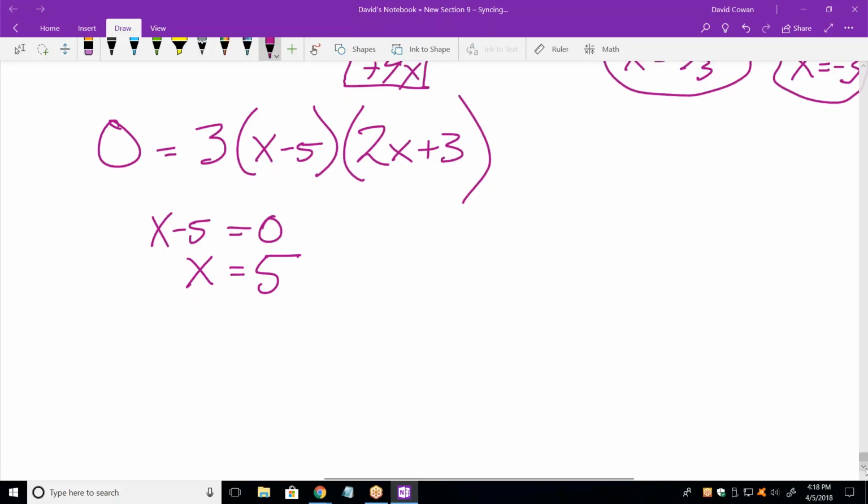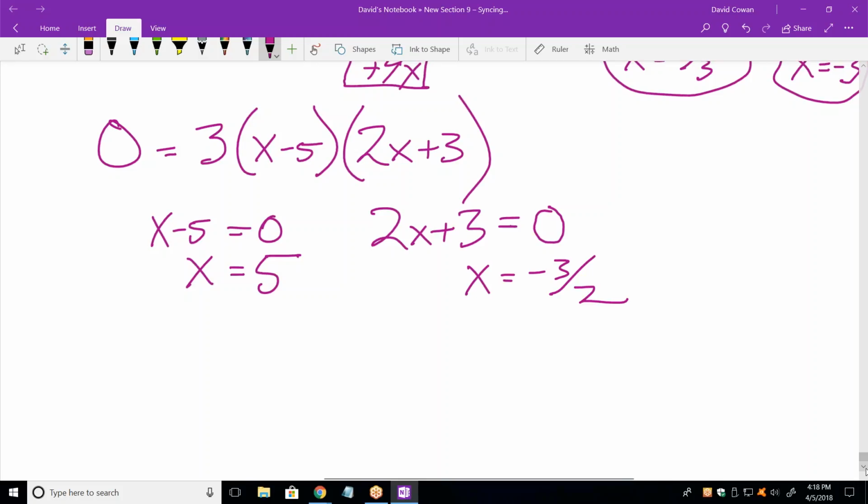And then it is positive 2x plus 3 equals 0, so x equals negative 3 over 2. Well, it's equal to 0 for starters. Oh, I'm sorry, I'm getting ahead of myself.